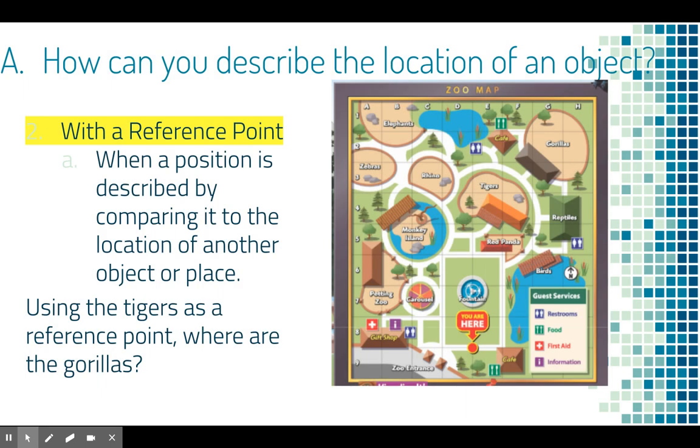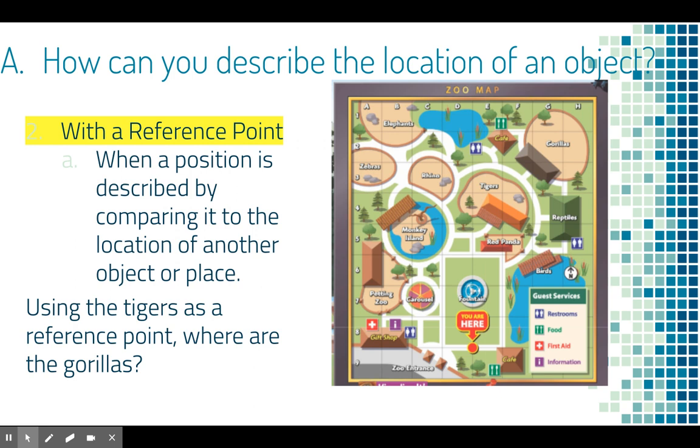We can also describe the location of an object with a reference point. And this is when the position is described by comparing it to the location of another object or place. So using the tigers as a reference point, where are the gorillas? And so if I was trying to figure that out, I might say the gorillas are to the northeast of the tigers. Or if you're at the tigers, they're to the right, kitty corner. You might describe it like that.